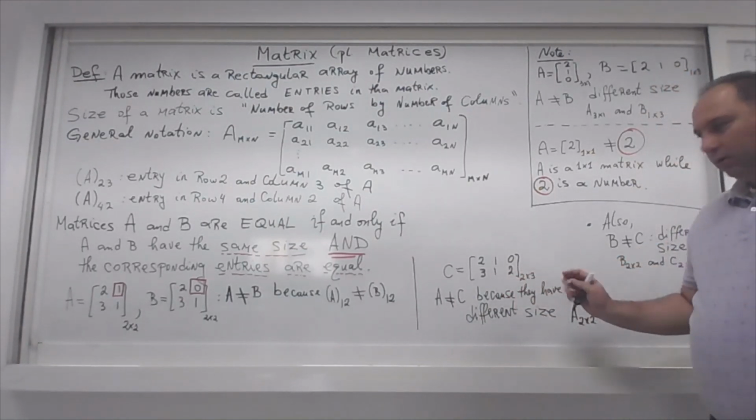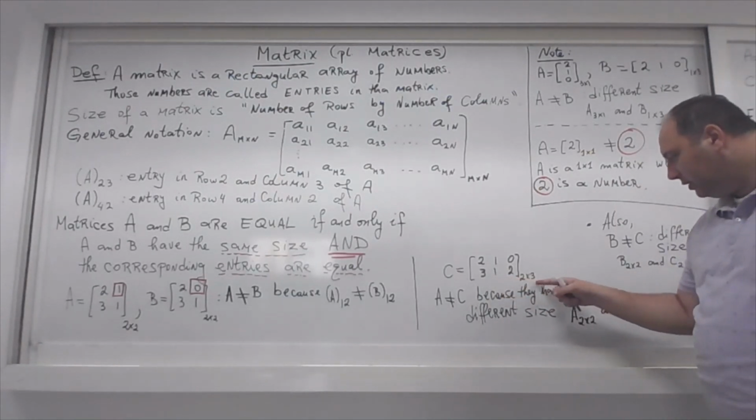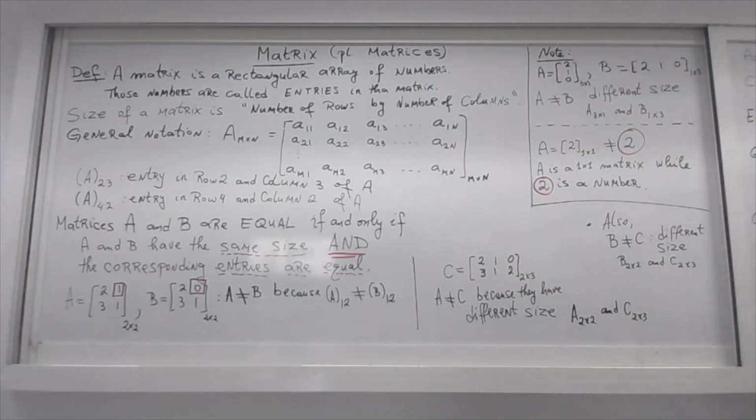We don't care. What matters first is the size. If the size is not the same, goodbye, matrices are not equal. So A and C are not equal because they have different sizes. The same thing goes for B and C. B was 2 by 2 and C is 2 by 3, so they are different because the size is different.